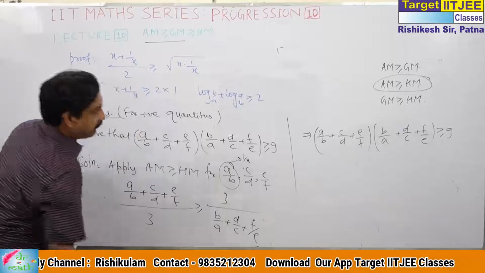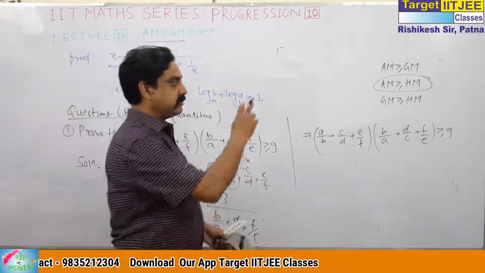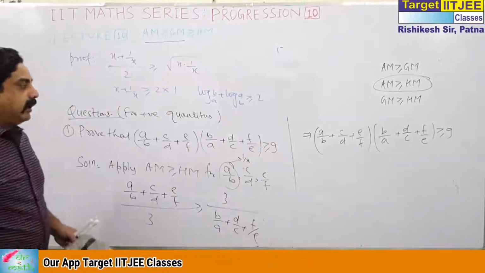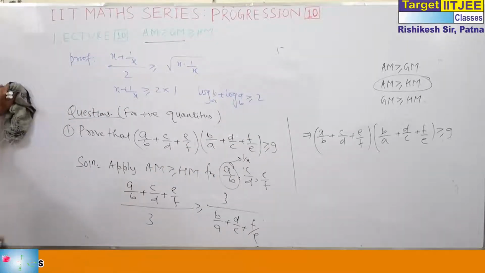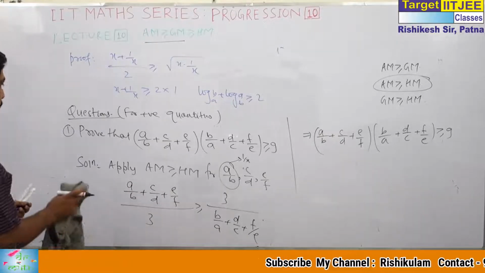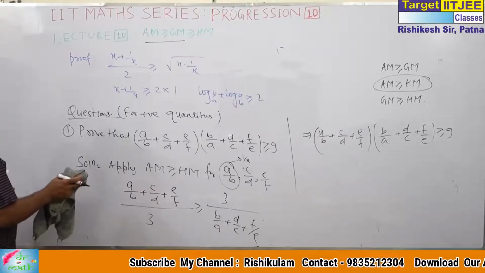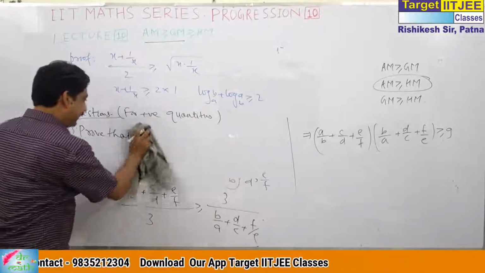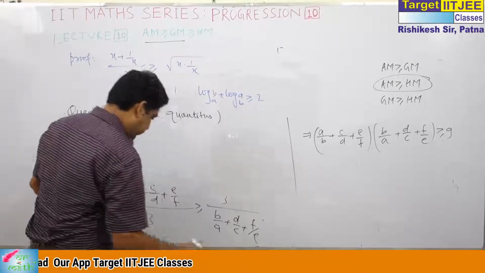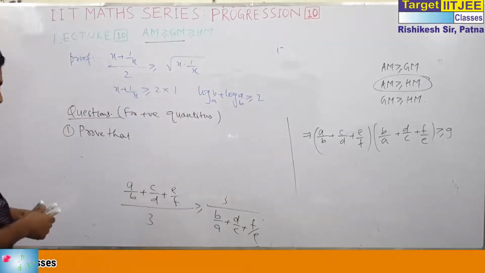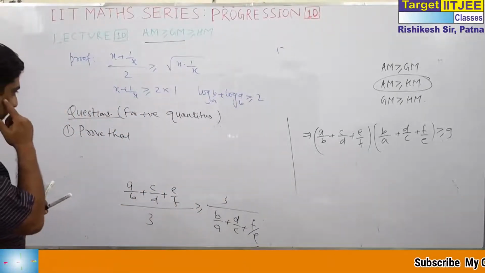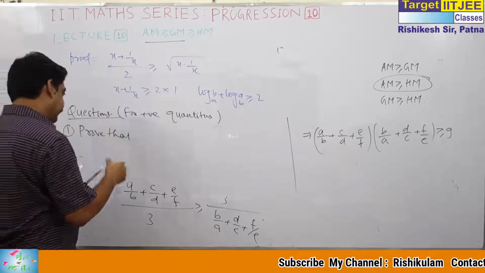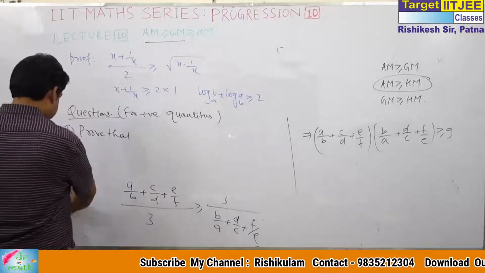That I will come back to. But now, first of all, we have to concentrate on this. Which one will we apply? And what is the actual idea? Now, let me move to the next question. If you want to write, you can write for positive quantities. Prove that. Now the second question. The question may be, actually I am framing the question.